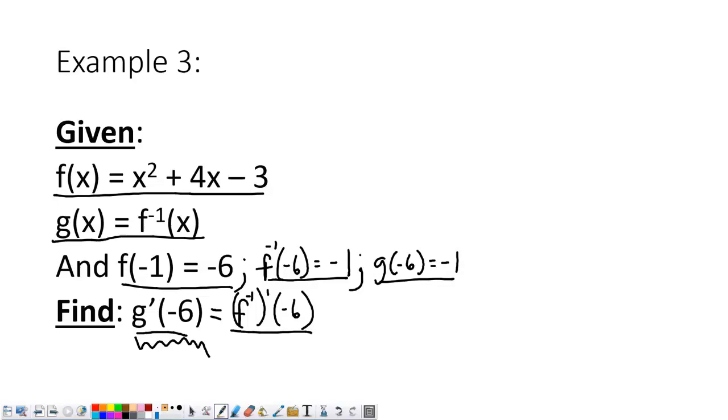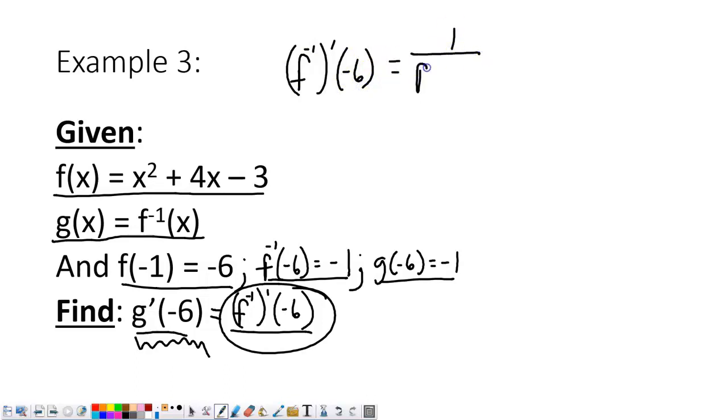Now, since I'm looking for f inverse prime of x, let's write out our formula. F inverse prime of -6, right? That would be 1 over f prime of f inverse of -6, right?